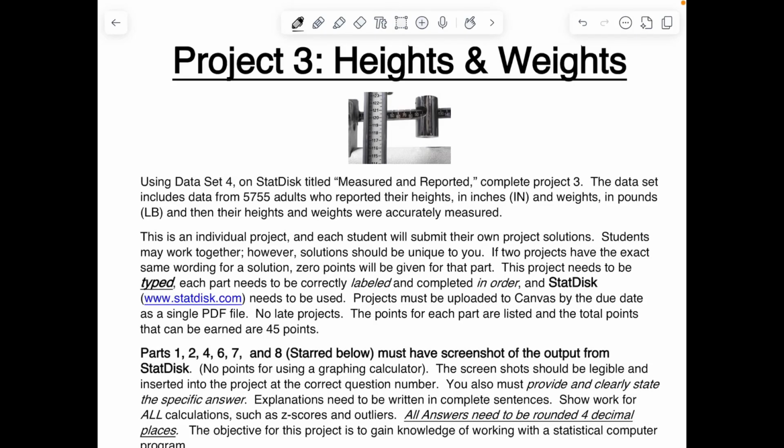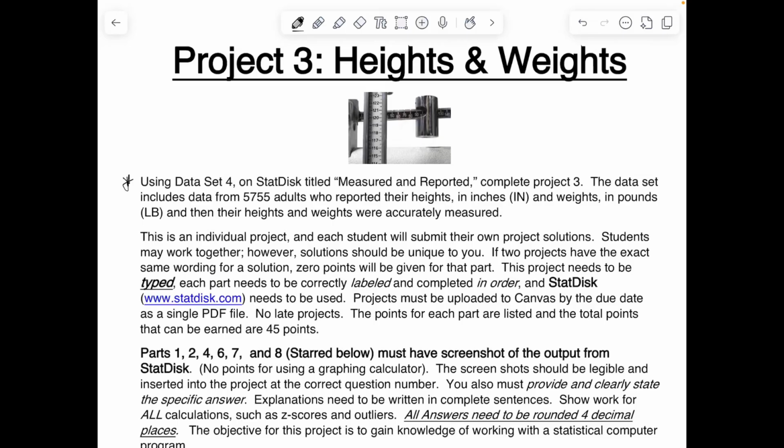This is a brief video that is going to go over Project 3, heights and weights. For this project, we are going to be using data set number 4 on StatDesk. It's titled Measured and Reported. This is data from 5,755 adults who report their height in inches and their weight in pounds.